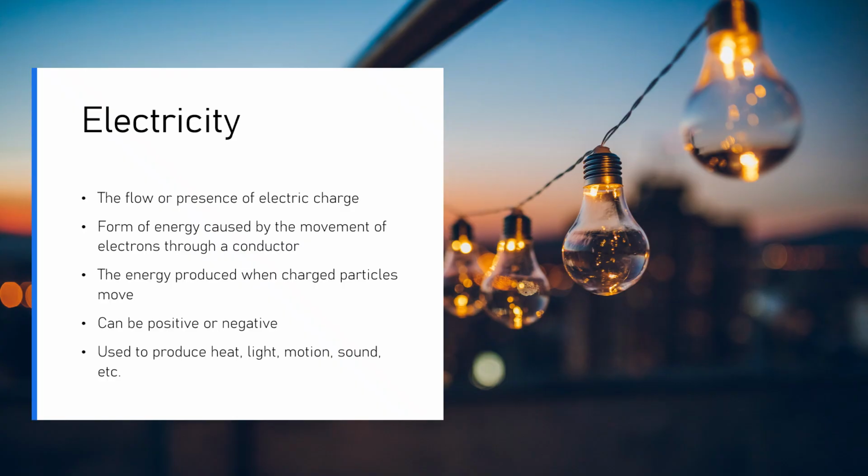It's a form of energy caused by the movement of electrons through a conductor. A conductor can typically be seen as a wire. Electricity is the energy produced when charged particles move and can be either positive or negative. We know that electricity is used to produce things like heat, light, motion, sound, etc.